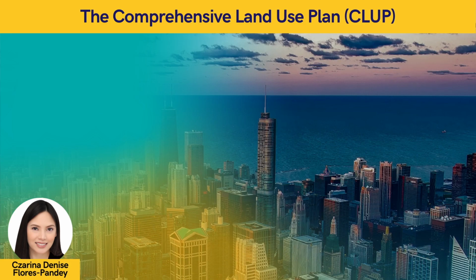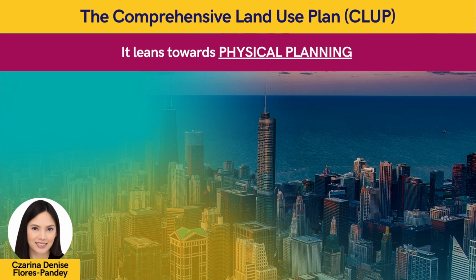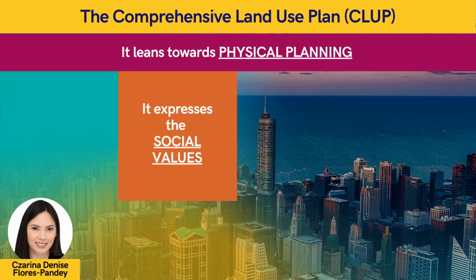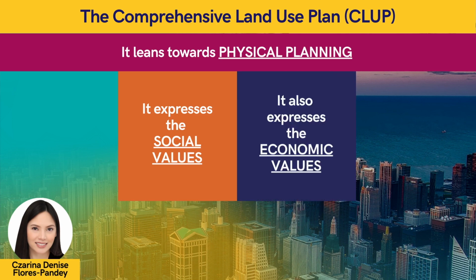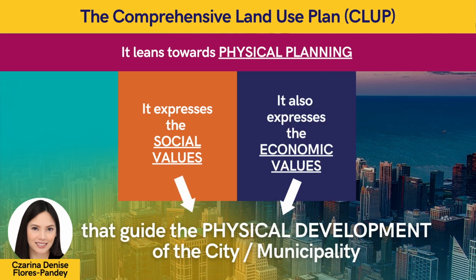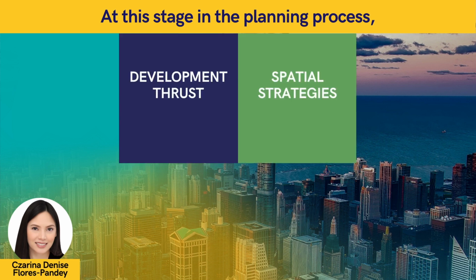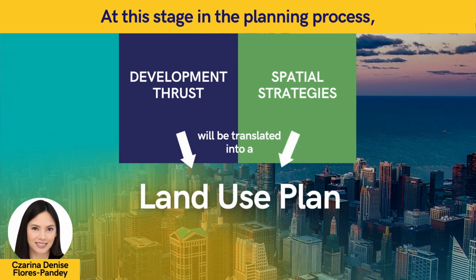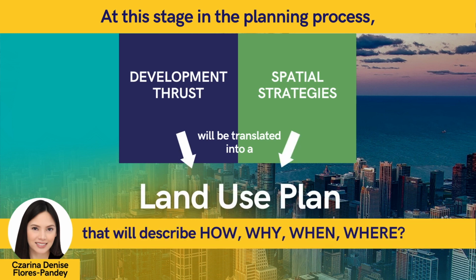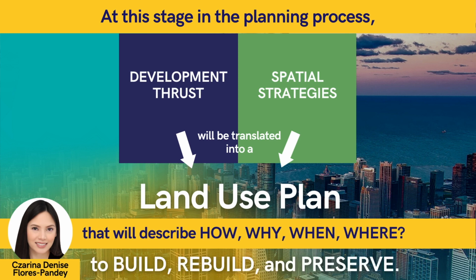The Comprehensive Land Use Plan, or CLUP, leans towards physical planning. It expresses the social values and the economic values that guide the physical development of the city or municipality. At this stage in the planning process, the development thrust and spatial strategies will be translated into a land use plan that will describe how, why, when, and where to build, rebuild, and preserve.